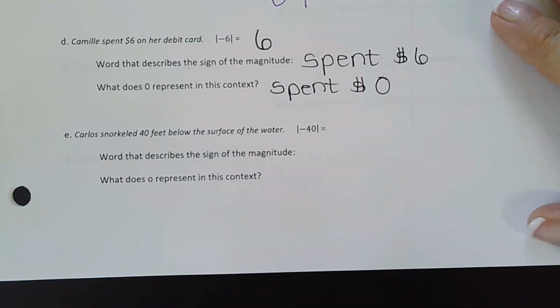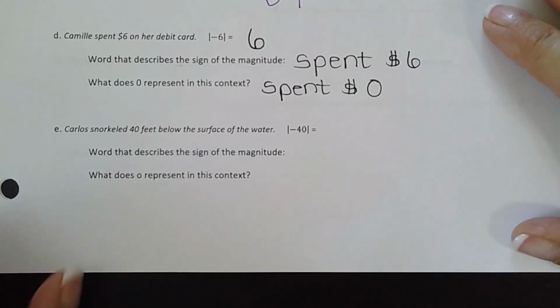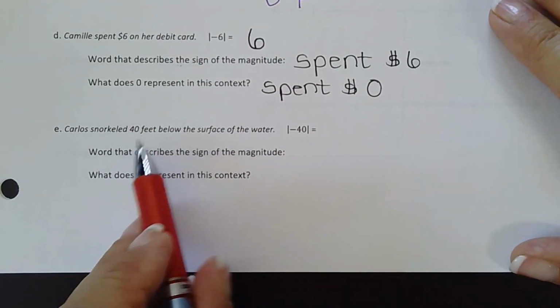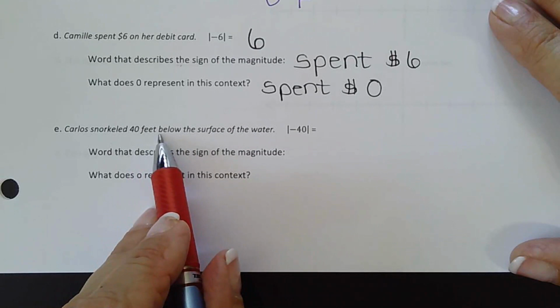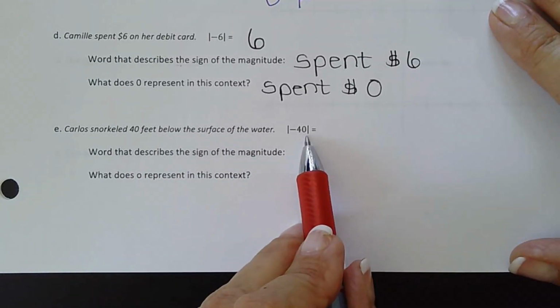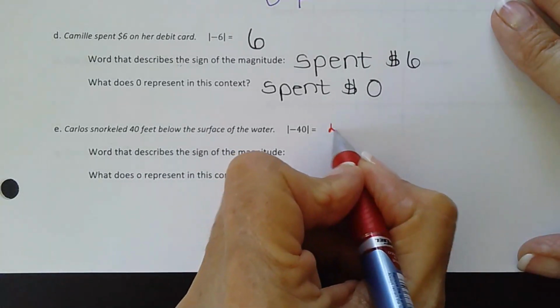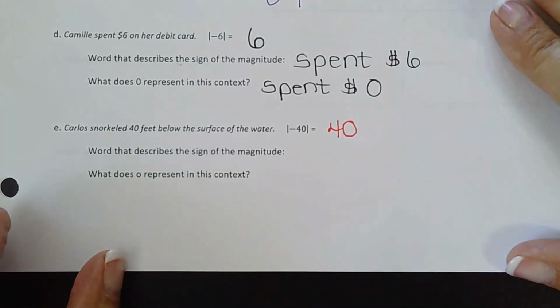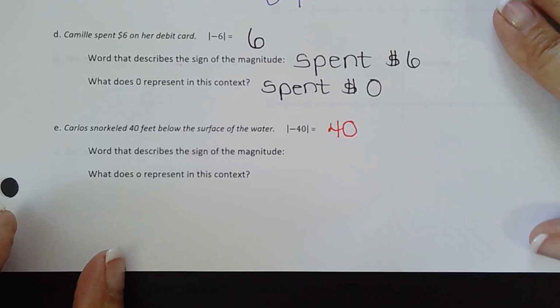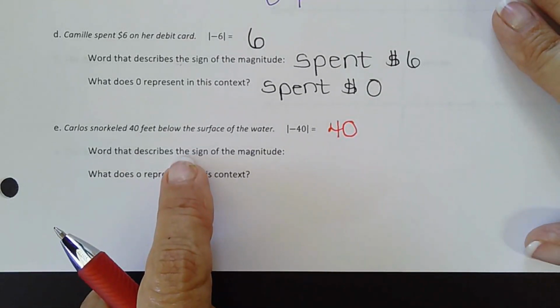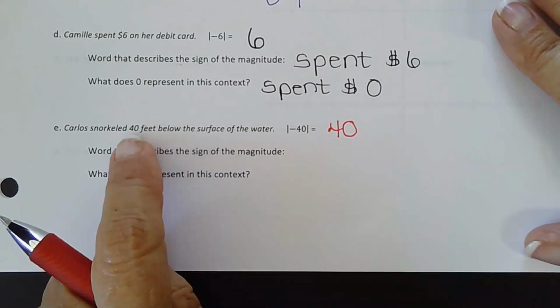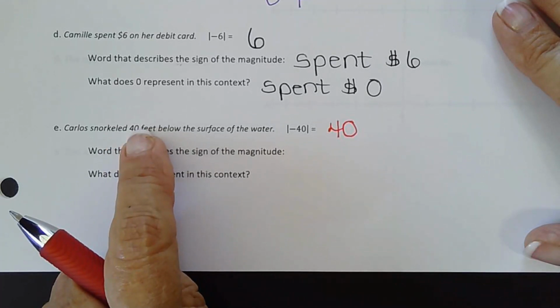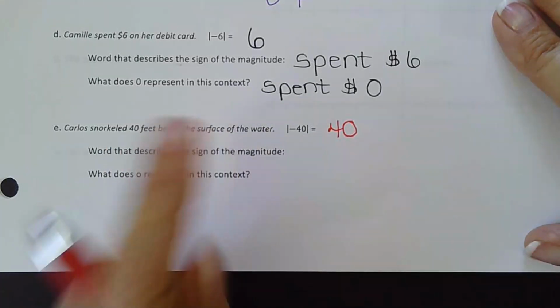And last but not least, so here's Carlos snorkeling again. Since it's 40 feet below, we know that means -40, but the absolute value of -40 is still +40 because absolute value is always positive. It's a distance. What word describes that? 40 feet below the surface.